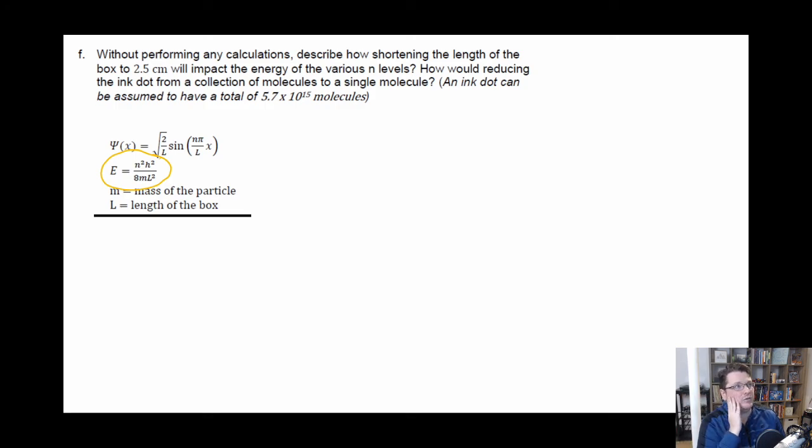And at a minimum, just simply saying it's going to increase in energy if you shorten that box, which is true. And then if we go from the ink dot, from the collection down to a single molecule, it's going to be the exact same thing. Because again, the mass of the particle is in the denominator, and so if that mass goes down, which would happen if you're going down by 5.7 times 10 to the 15 molecules to a single molecule, then you would expect that same inverse relationship, where now if you're going down to that small of a mass, you'd expect the energy to increase by that same amount. And that's just simply looking at the equation and looking at what's the relationship there between the two of them.